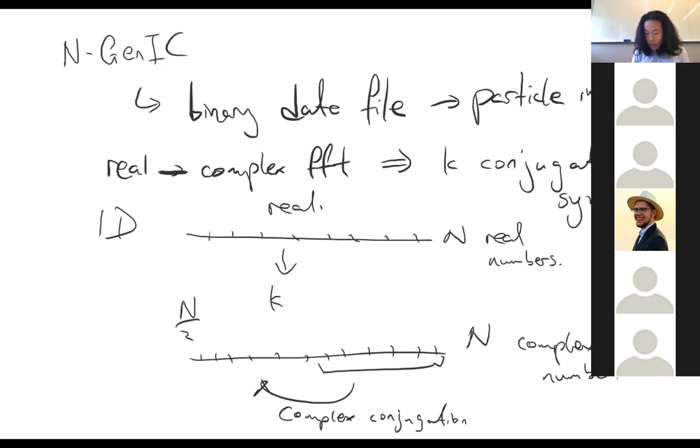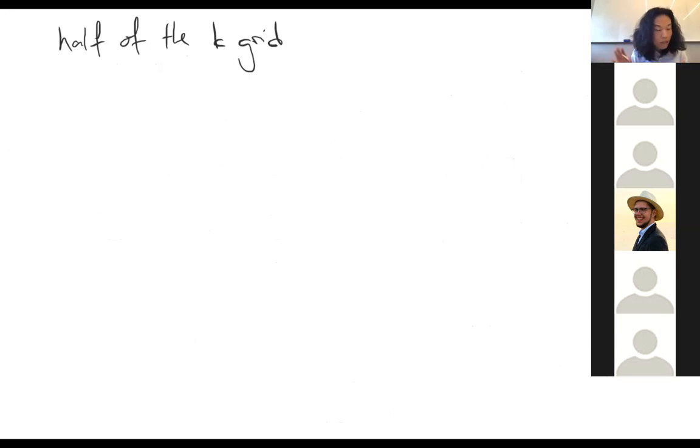So when you generalize this to 3D, what that means is you only have to build half of the K grid. Once you build half of the K grid, the other half can be derived with complex conjugation, so you don't technically need it. And FFTW doesn't really want to know about it either. FFTW only wants the actual informative half of the array.